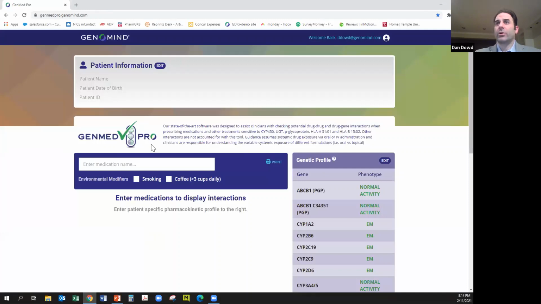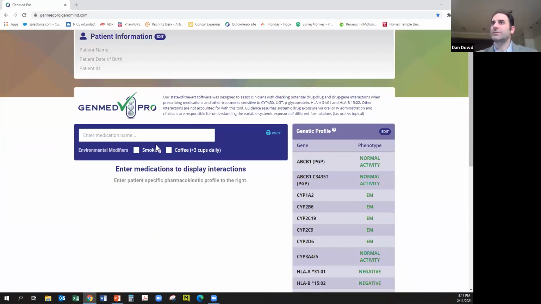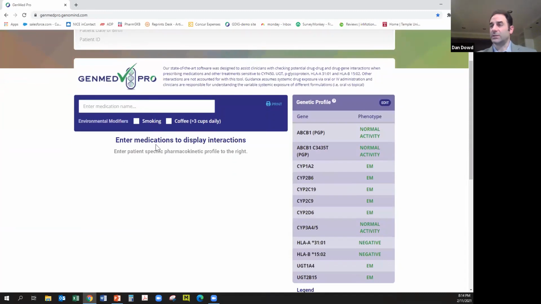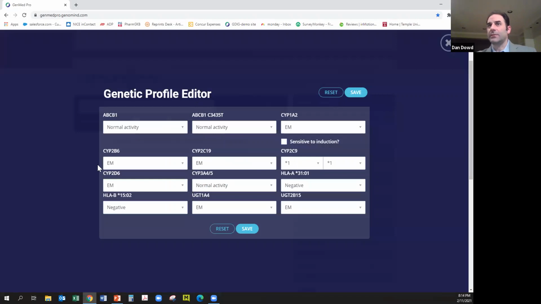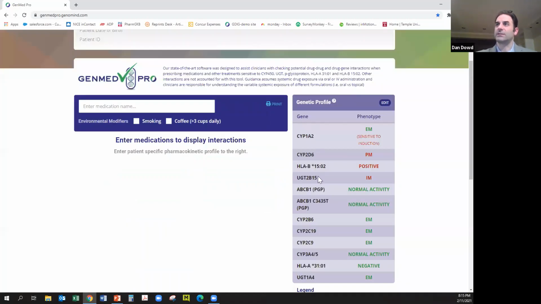This is GenMed Pro right here. Okay, this is a demo account here. So this looks a little different than what you would see. The only difference, however, is that I have to pre-populate the genetic profile. Okay, you would never have to do that. Your genetic profile would already be fully populated. But since this is a demo account, I need the ability to change different genetics here.